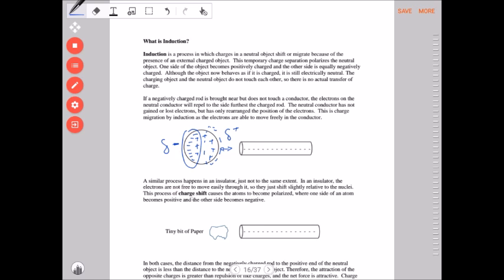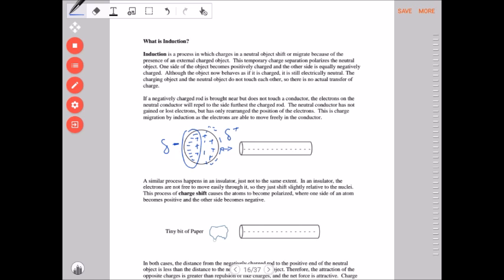Okay, a similar process happens on an insulator, just not to the same extent. In an insulator, the electrons are not really free to move, so they just shift slightly relative to the nuclei. This process of charge shift causes the atoms to become polarized, where one side of the atom becomes positive and the other side becomes negative.